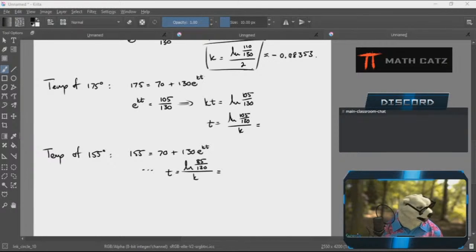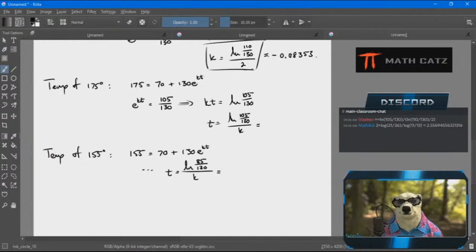Where am I now? Log for the numerator. Then I'm dividing by k, and k itself has a log function in it, 110 over 130. And then that numerator in k is divided by 2. Let's see what we get here. We get 2.56, let's say, and that's going to be minutes.